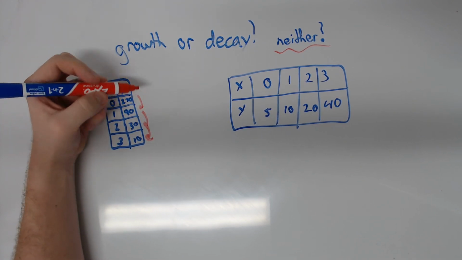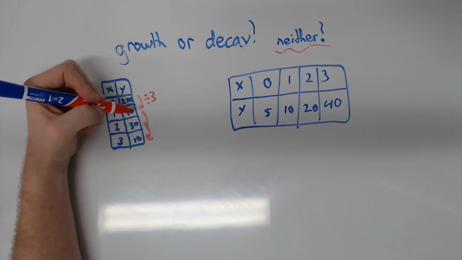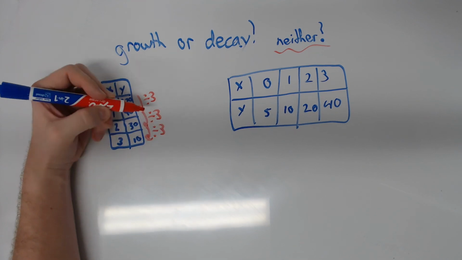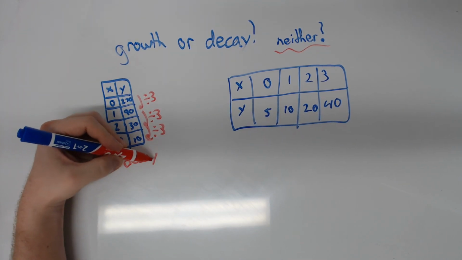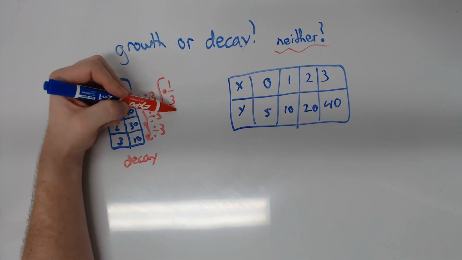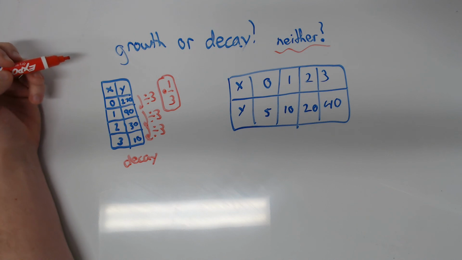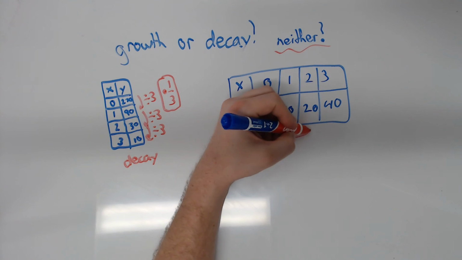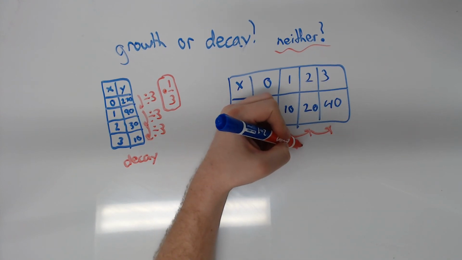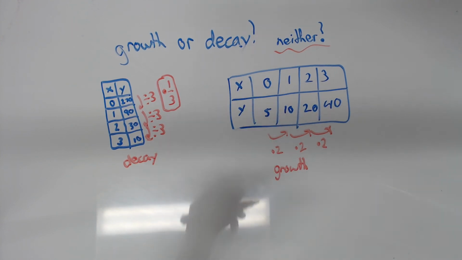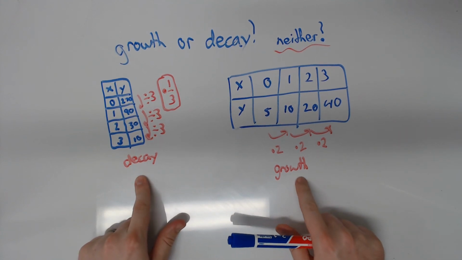270 to 90, that's dividing by 3. 90 to 30, that's dividing by 3. 30 to 10, that's dividing by 3. This is decay. Dividing by 3 is the same as multiplying by 1/3. So this would have a fraction for its b value, the multiplier. 5 to 10, 10 to 20, 20 to 40, that's times 2, and times 2. This is growth, and its multiplier is 2. So exponential decay, exponential growth.